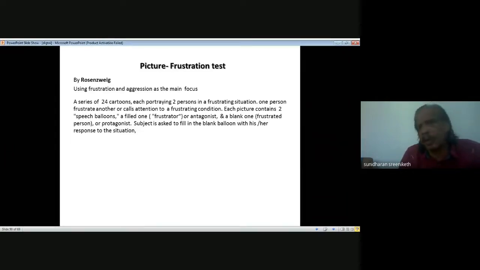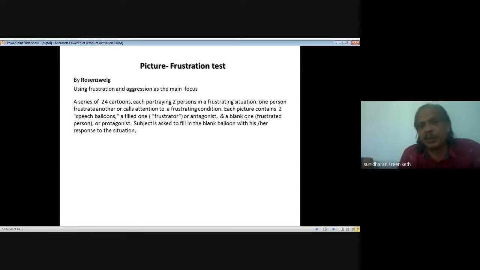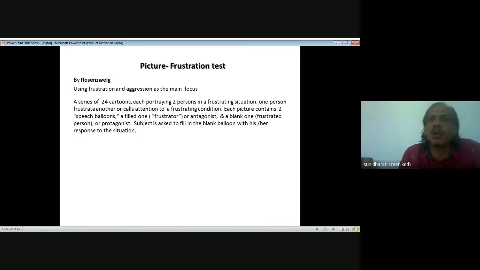Here, there is a series of 24 cartoons, and each picture portrays two persons in a frustrating situation. One person frustrates another, or one person calls attention to a frustrating condition. I will show the picture, and you can also see it in the slide. Each picture contains two speech balloons, like a cartoon: a filled one for the frustrator, known in this test as the antagonist, and a blank one for the frustrated person, known as the protagonist.